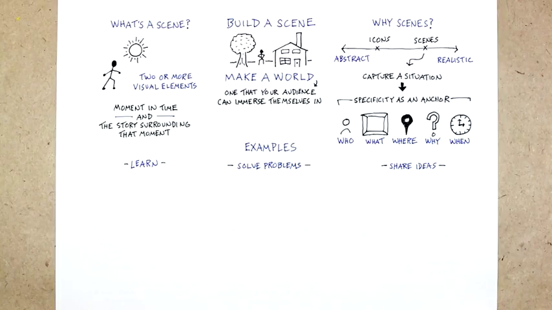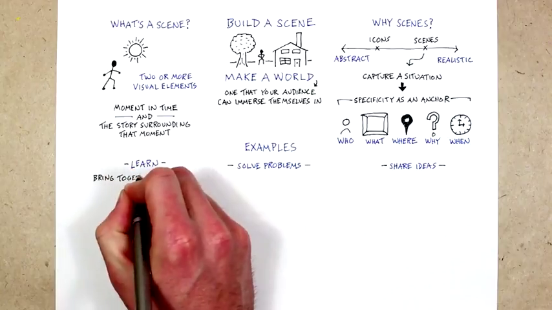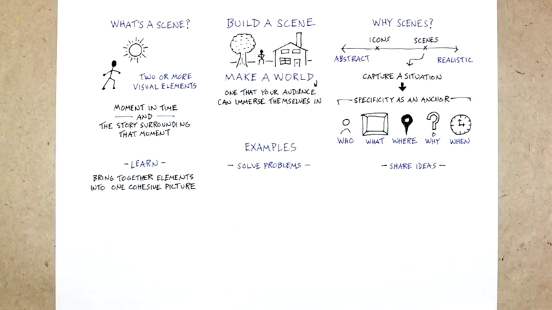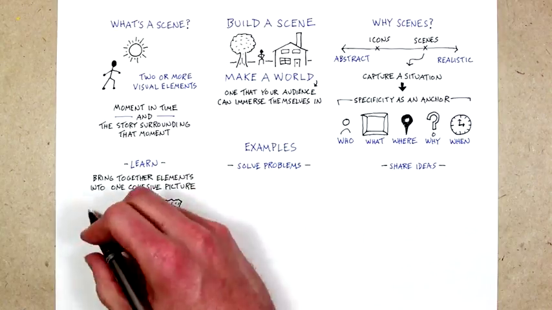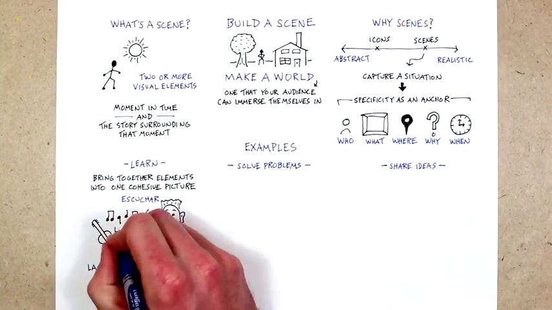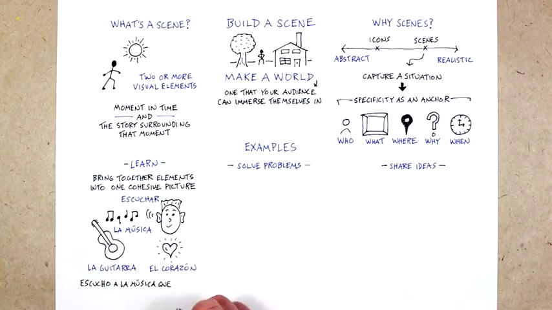As a learner, what you can do with the scene is bring together multiple elements of the subject you're learning about into one cohesive picture. As a specific example, let's say you're learning a new language. To develop your language skills, you could sketch out a scene and label each element in that scene with the word in the language that you're learning. And then write a brief story about that scene in that new language. Language learning is so much easier when you have a story attached to the new words that you're learning. And scenes give you a memorable anchor to that story.